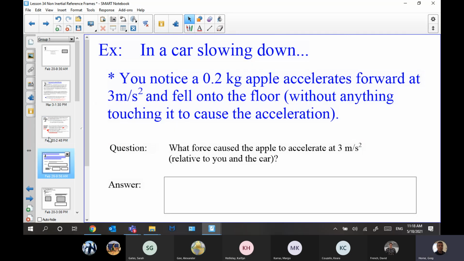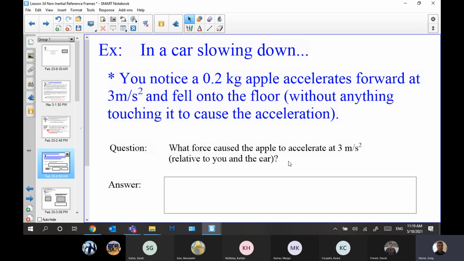All right. So here's an example to help make sense of all that stuff. If you're in a car that's slowing down and you notice a 0.2 kilogram apple accelerates at 3 meters per second squared off of the seat that's beside you and onto the floor, without anything touching it to cause acceleration. No one's sitting there tossing the apple forward onto the floor. Instead, the apple just went forward onto the floor.